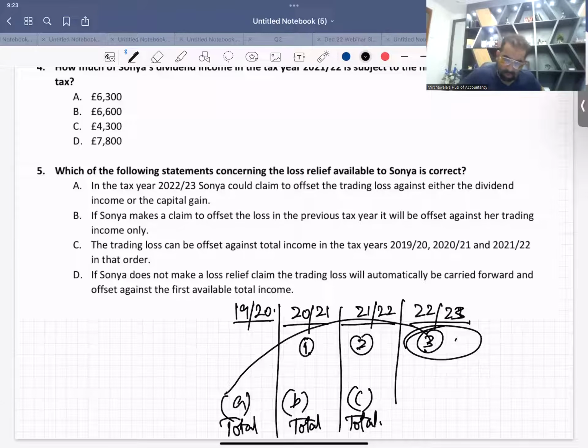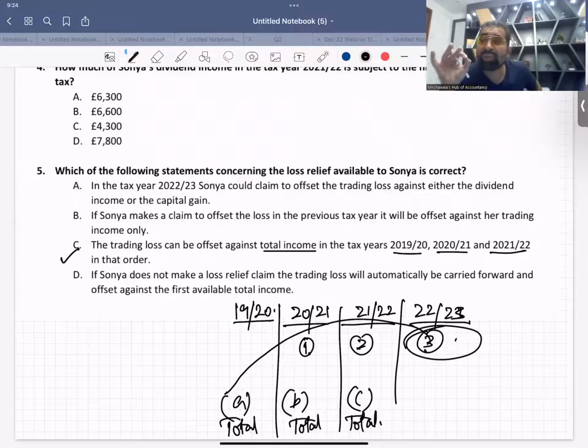Remember, the trading loss can be offset against total income in the tax years 19-20, 20-21, and 21-22 in that order. Yes, this is the obvious answer. Now wait, let me discuss the other ones.